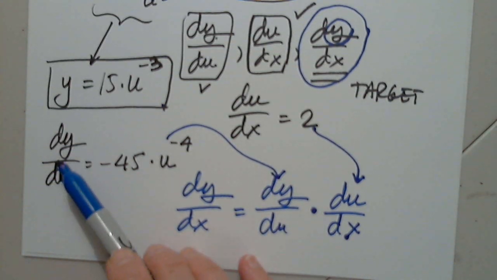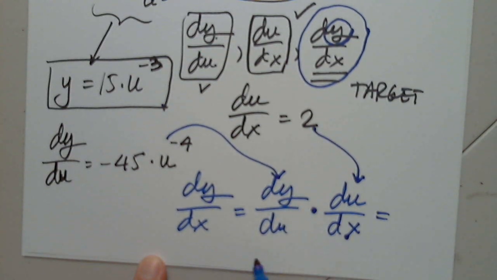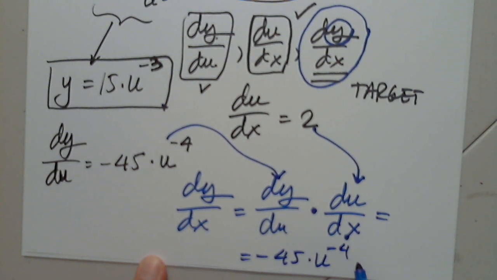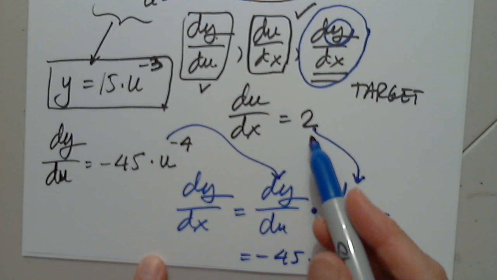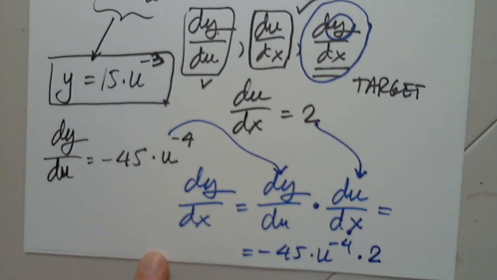So I replace dy over du by negative 45 times u to negative 4, times 2. And then I get negative 90 over u to the 4th.